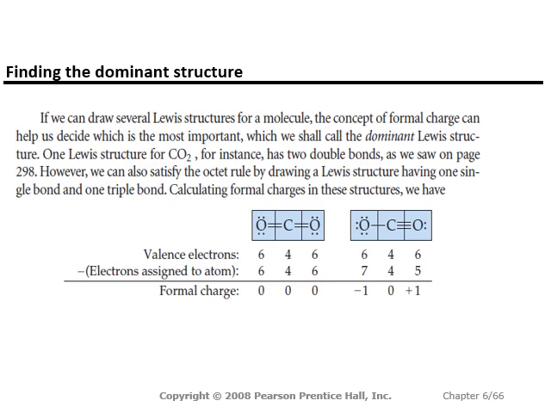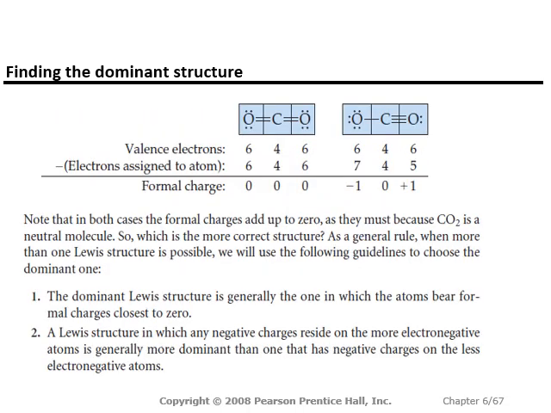Next slide. So look at number one. The dominant Lewis structure will be the one in which the atoms have formal charges that are closest to zero. And number two, a Lewis structure in which any negative charges reside will usually have the negative charge on the atom that is most electronegative. That tends to make it more stable. Next slide.